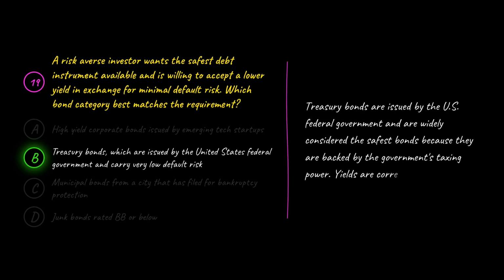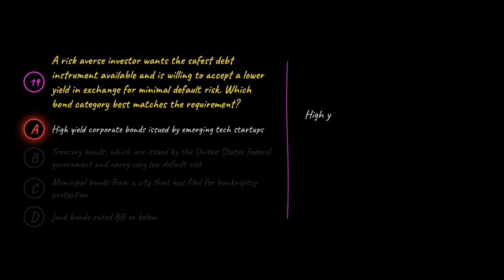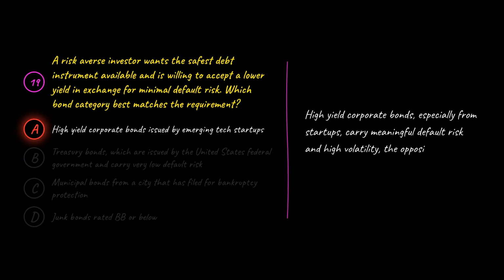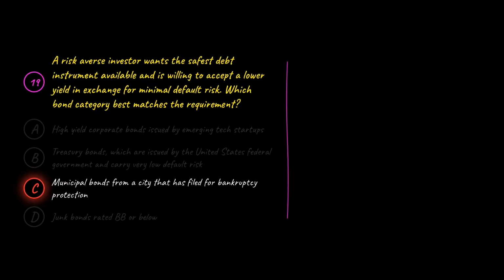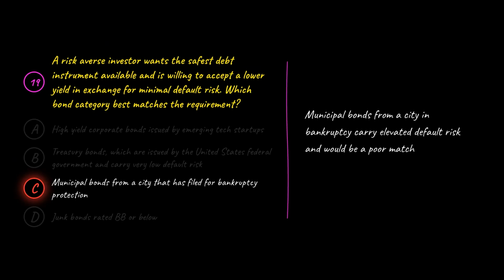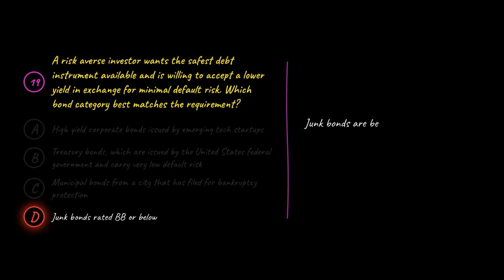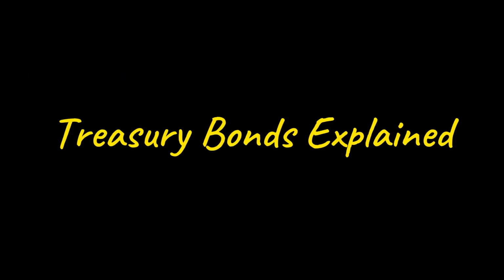Yields are correspondingly low. A is wrong because high-yield corporate bonds, especially from startups, carry meaningful default risk and high volatility, the opposite of what the investor wants. C is wrong because municipal bonds from a city in bankruptcy carry elevated default risk and would be a poor match for an investor prioritizing safety. D is wrong because junk bonds are below investment grade and carry the highest default risk in the bond market, the opposite of safe.